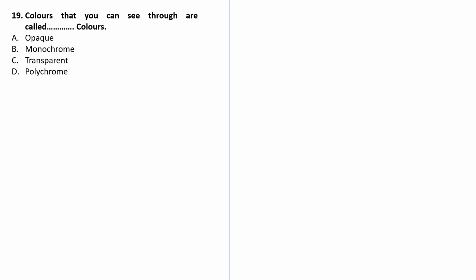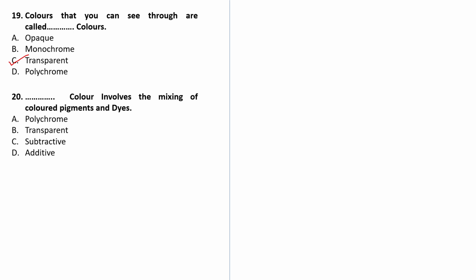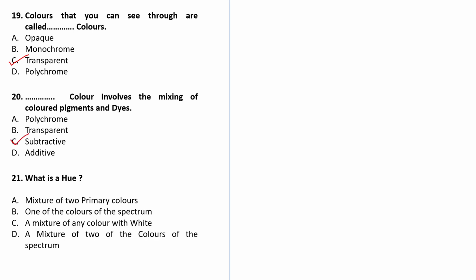Colors that you can see through are called transparent colors. Subtractive color involves the mixing of colored pigments and dyes. Subtractive colors. Okay.